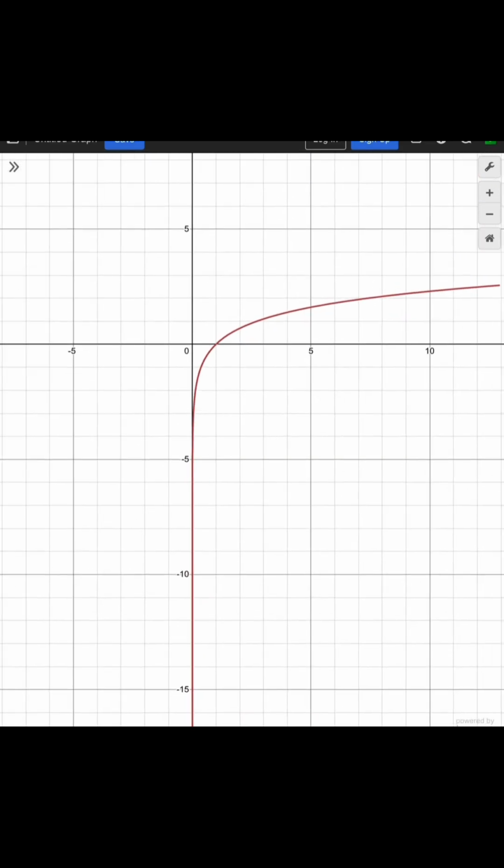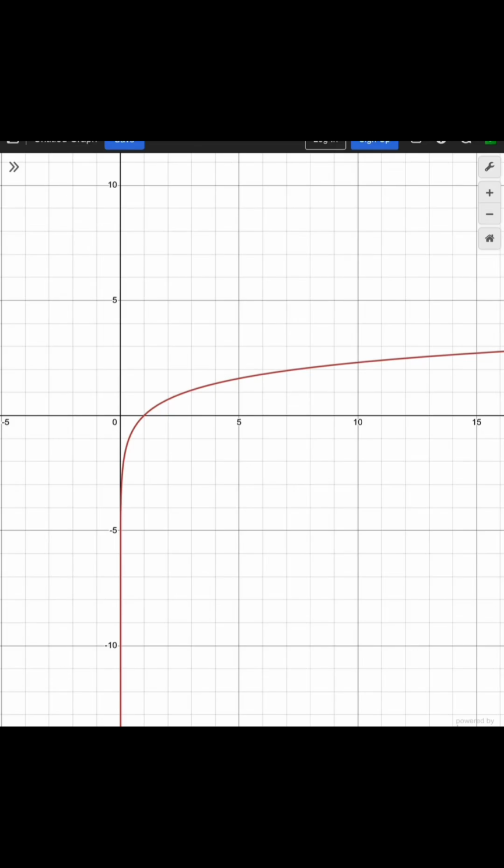And the graph also passes through the point (1, 0) because ln 1 equals 0. So let's find that point, (1, 0). So it'll always pass through that point there.